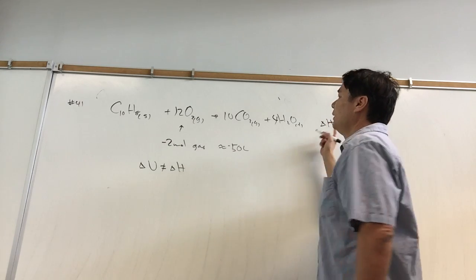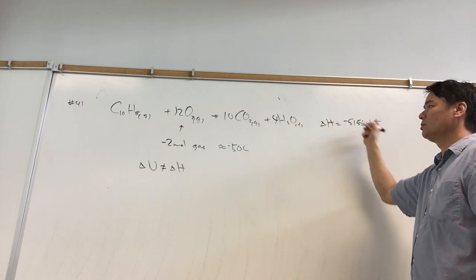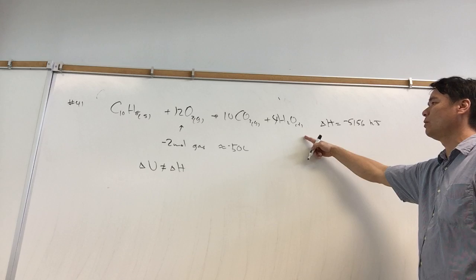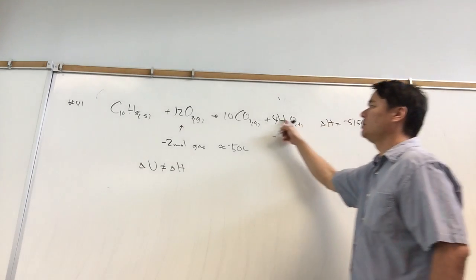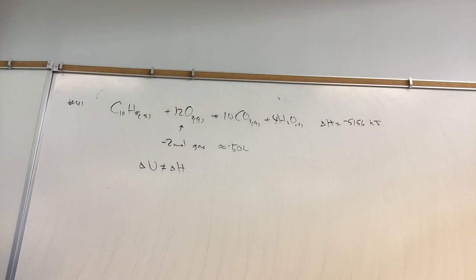kilojoules. And now, it's kilojoules per 1 mole of naphthalene, kilojoules per 12 moles of O2, kilojoules per 10 moles of CO2, kilojoules per 4 moles of water formed. And so this kilojoules doesn't have per mole. This kilojoules is related to each of these in the balanced chemical equation. And that whole reaction has to go as written in order to generate that much heat.